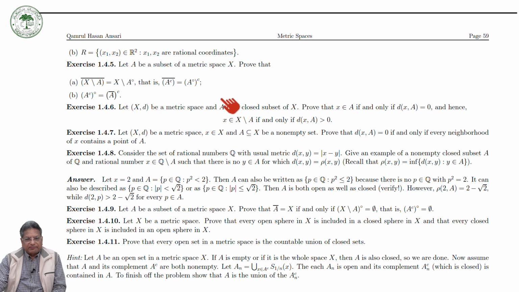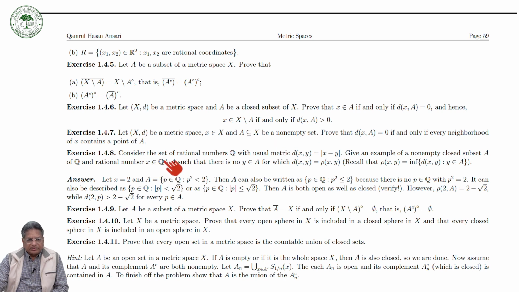And you can also prove that if A is a closed set, then x is in A if and only if d(x, A) is equal to 0. This we have already proved: x is in the closure of A if and only if the distance from x to A is equal to 0. But if A is closed, you can remove the closure and you will get the answer here. And from here you can say that x is in the complement of A if and only if the distance from x to A must be greater than 0. So from here you can conclude this, and you have to prove this by yourself.